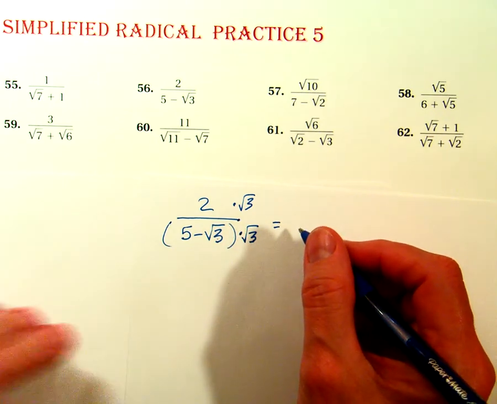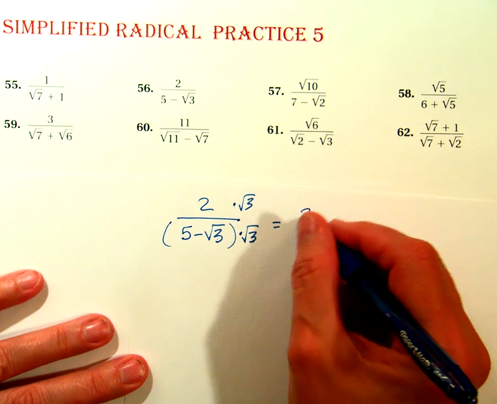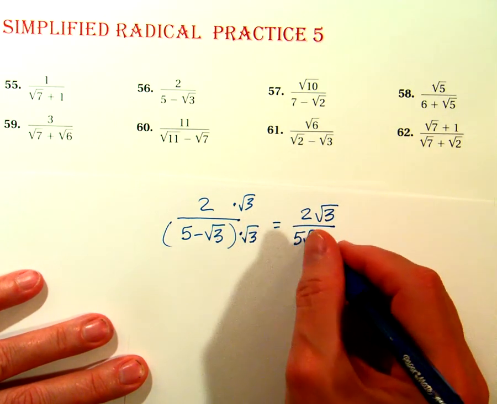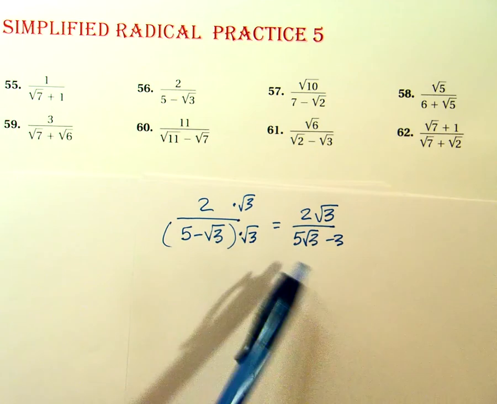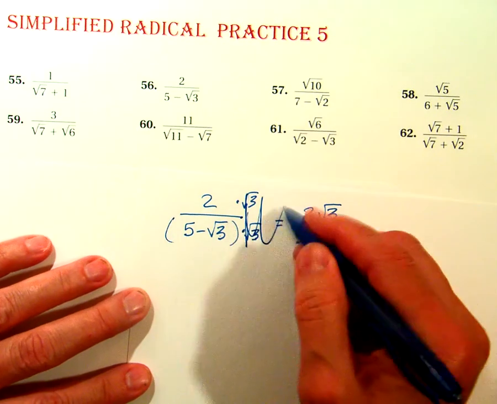Remember, our problem was having a radical in the denominator, having an irrational denominator. So now the numerator will be 2 times the square root of 3 over, oh look, 5 times the square root of 3 minus 3. Notice we did not accomplish our goal. Our goal was to have no radicals in the denominator. There's one right there. It didn't work. That's right. It didn't work. So then what are we going to have to do? Okay, we'll forget this.